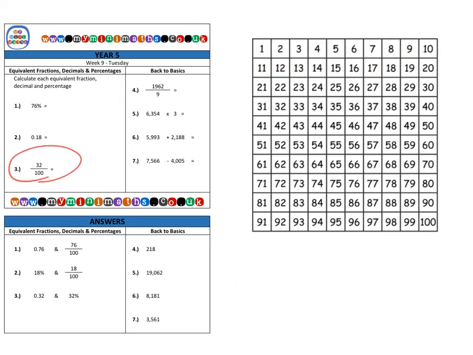And for the final question, we have 32 out of 100 as a fraction, which we can change into a percentage and then into a decimal. So let's have a look. So we know that each of these squares is worth 1 per 100, 1 out of 100. And altogether, because we have 32 out of 100, we can count up 10, 20, 30, 32 out of the 100 altogether. And what we can do is change that to percentage.